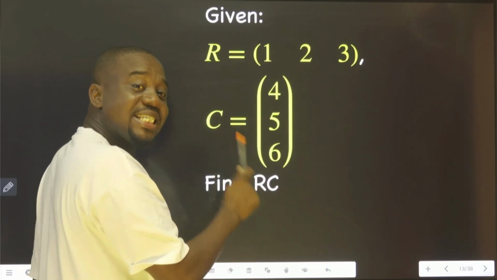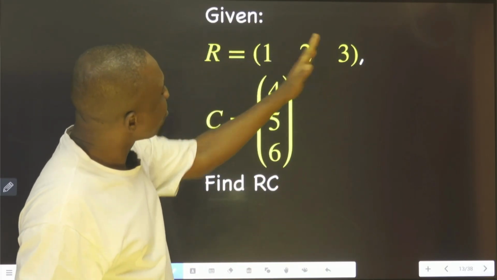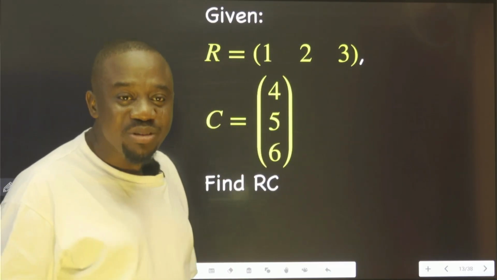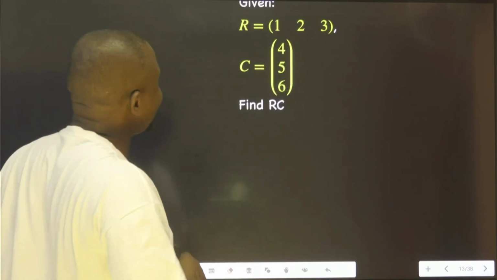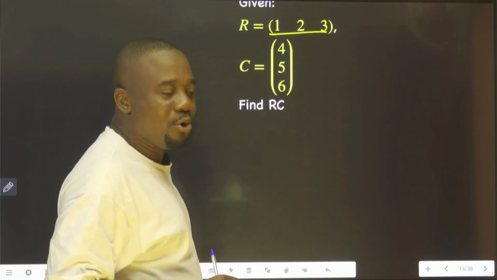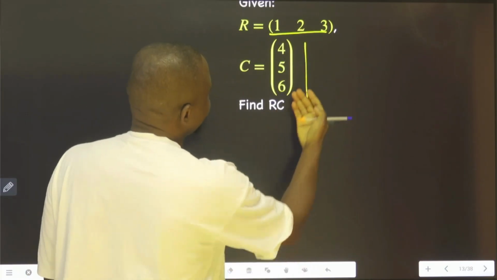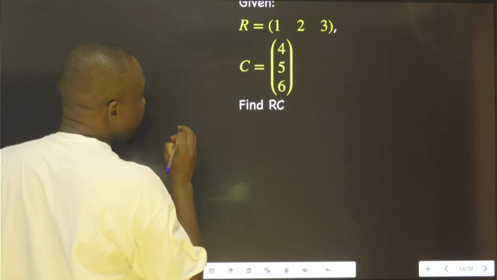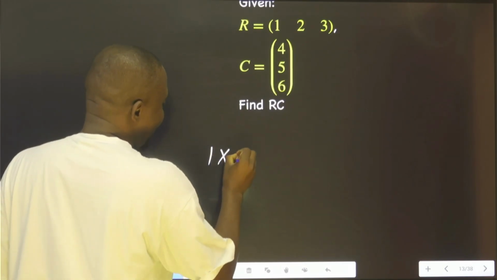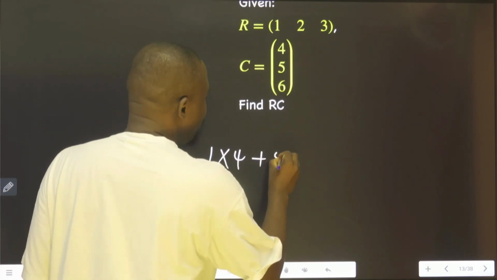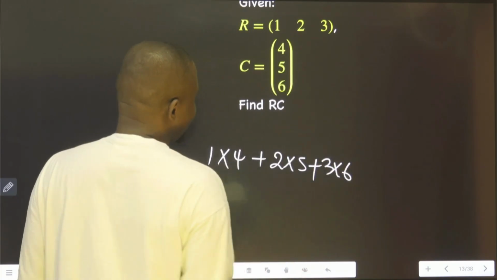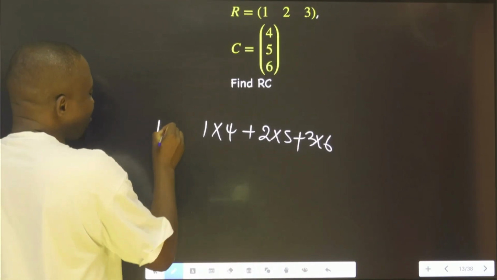Let's look at this. It says, given R is equal to this and C is equal to this, we should find RC. Let's do that. What it means is this row multiplied by this column. That is to say, to get the new matrix now is 1 multiplied by 4 plus 2 multiplied by 5 plus 3 multiplied by 6. Okay? That is the RC.